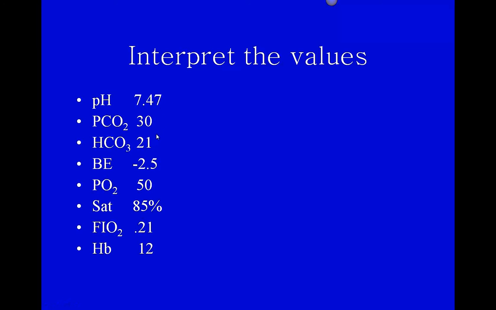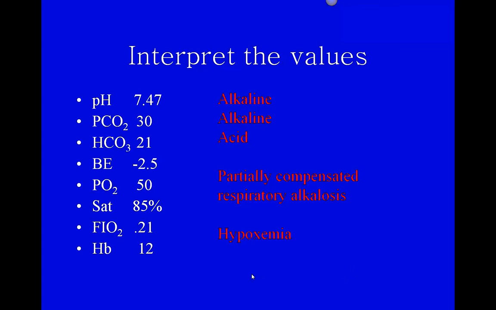So I have a partially compensated respiratory alkalosis. I'd expect, because I have a little bit less bicarb than I normally would have in the body, that I would have a base deficit. And this person has hypoxemia. They have an adequate hemoglobin, but they have less oxygen in their blood than they should, but they're only breathing room air, 21%. So partially compensated respiratory alkalosis with hypoxemia.